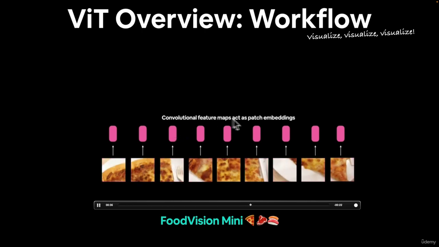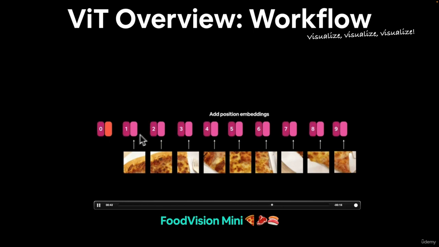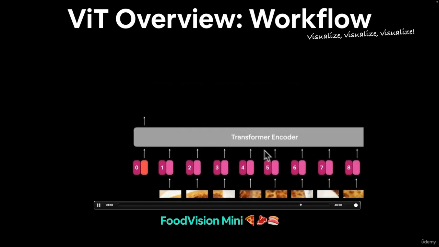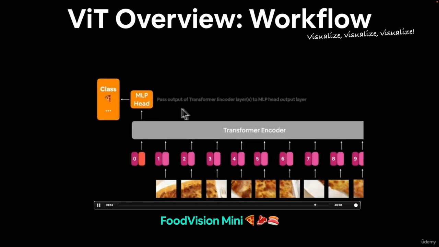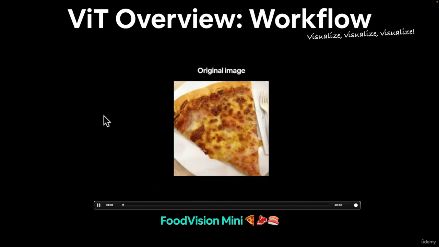Then we've got the convolutional... Oh, excuse me. I've spoiled it. We've got embedding tokens. Then we've got class embedding, and then position embeddings in purple. We feed that to the transformer encoder layers. We feed the output of the transformer encoder layers to the MLP output, and then hopefully we get our class.